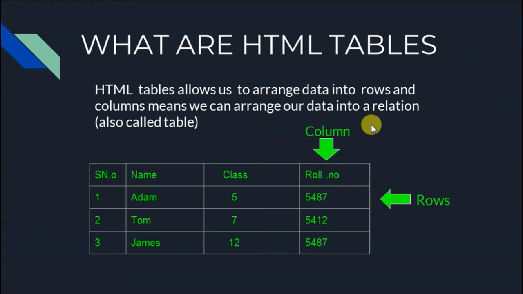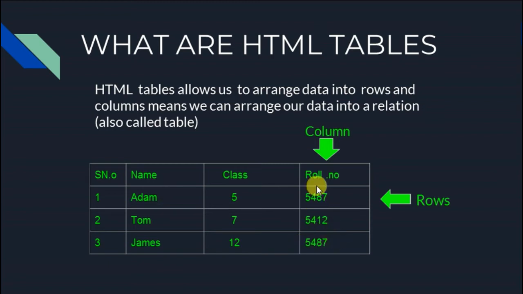Now let's understand tables with an example. Suppose I have three students. The first one is Adam, the second one is Tom, and the third one is James. Adam studies in 5th class, Tom studies in 7th class, and James studies in 12th class. And each student has a roll number.